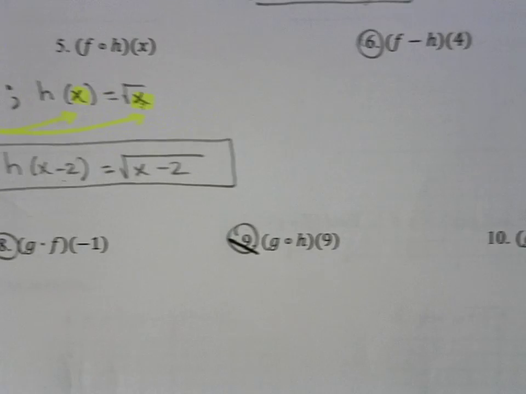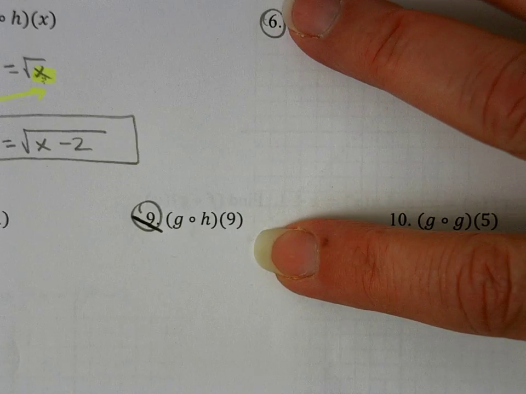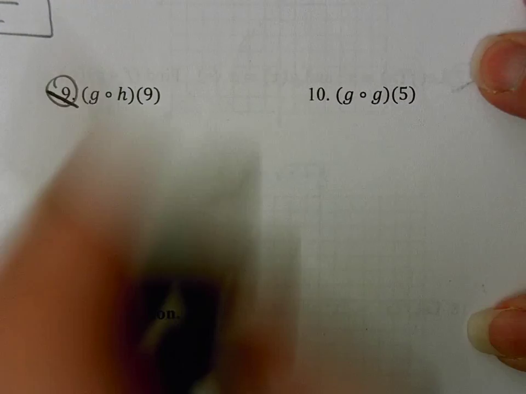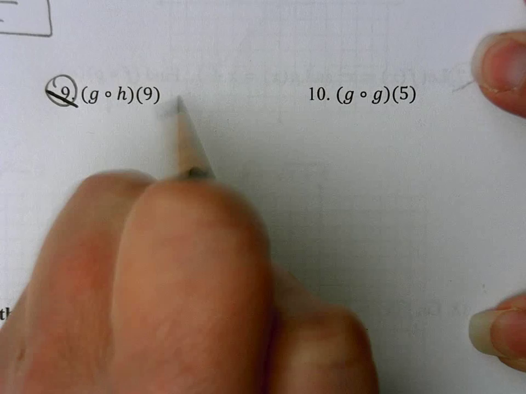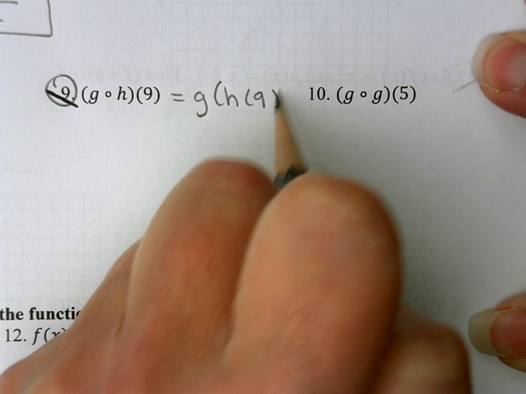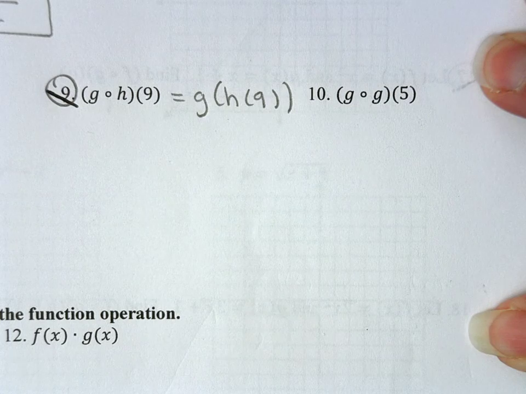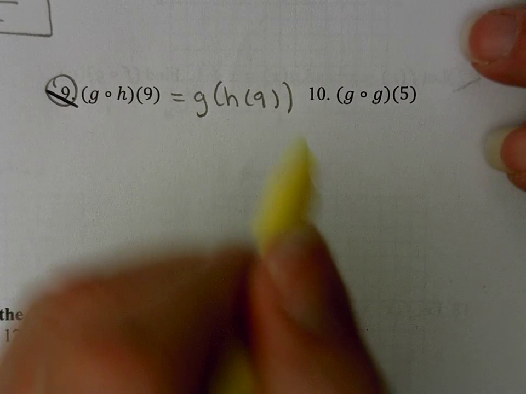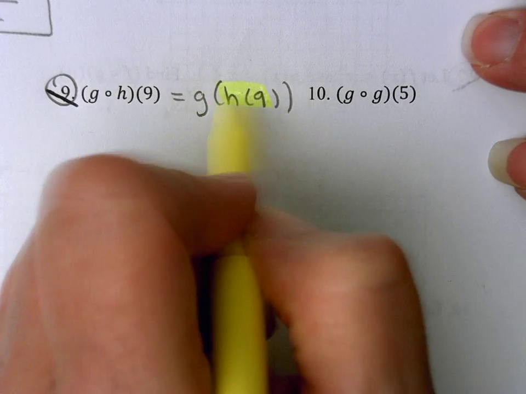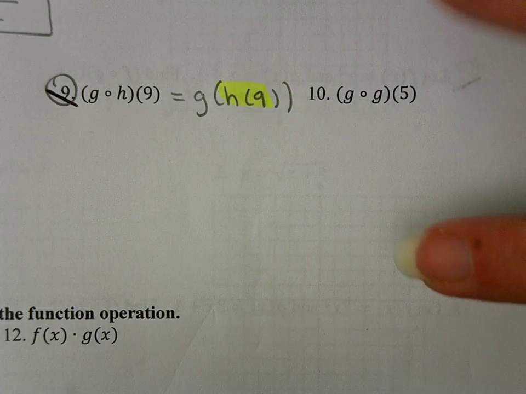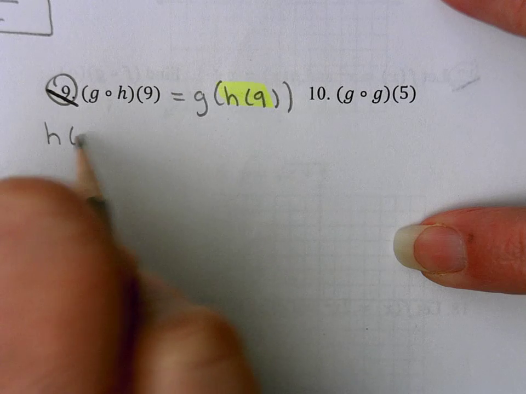Okay, question number 9. So this is another composite function, so they want me to find g of h of 9. So I'm just going to rewrite this. So this is the same thing as g of h of 9. So I'm going to start with h of 9, right? I want to start from the inside, work my way out, and I want to figure out what is h of 9. So I'm going to do that part first.